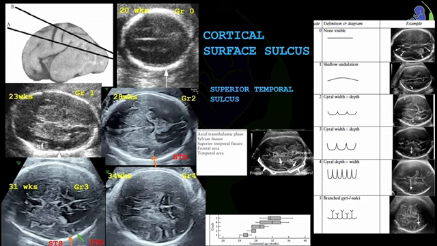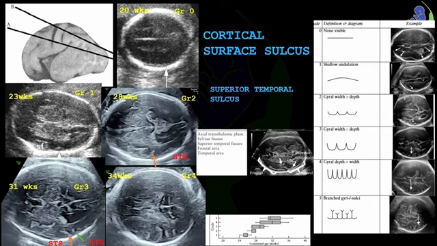As the gestation age advances, the multiple cortical sulci undergo branching, and this indicates increasing complexity of cortical maturation as the gestation age increases. In the ultrasound image, you can see that the orange arrow points towards the superior temporal sulcus. This generally appears at around 28 weeks. And in the next slide, you can see the green arrow.